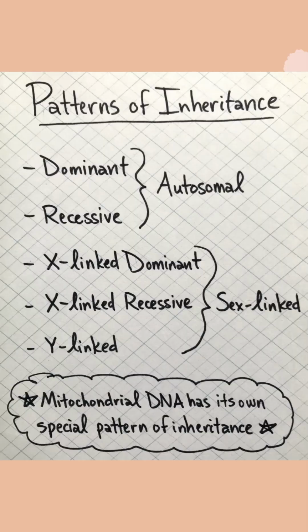There are 5 main patterns of inheritance. We're going to be looking at autosomal dominant and autosomal recessive. We're also going to be looking at sex-linked traits, which are genes that are located on your X or Y chromosome. There are X-linked dominant traits, X-linked recessive traits, and Y-linked traits. The DNA in your mitochondria has its own special pattern of inheritance, and we'll also go over that briefly.